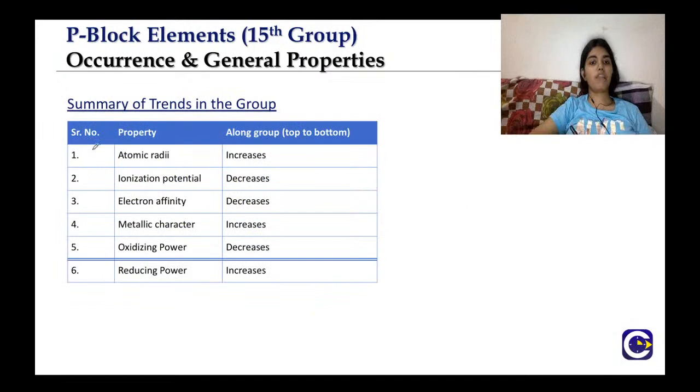So this is the summary of the trends of the group. Atomic radii we have already done, it increases down the group; ionization energy decreases; electron affinity decreases; metallic character increases; oxidizing power decreases and reducing power increases.